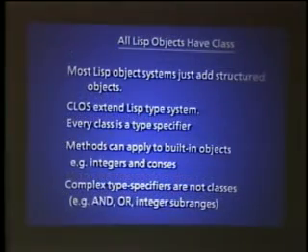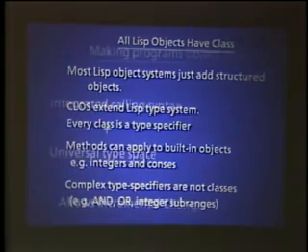So what we've seen is that all Lisp objects have class. Most Lisp systems before this simply added on objects. What we've done is incorporated them. And the Common Lisp Object System extends the Lisp type system. Every class is a type specifier. And methods can be applied to built-in objects like integers and conses.